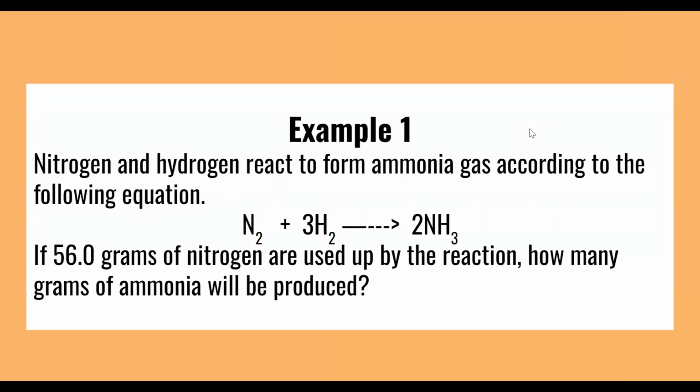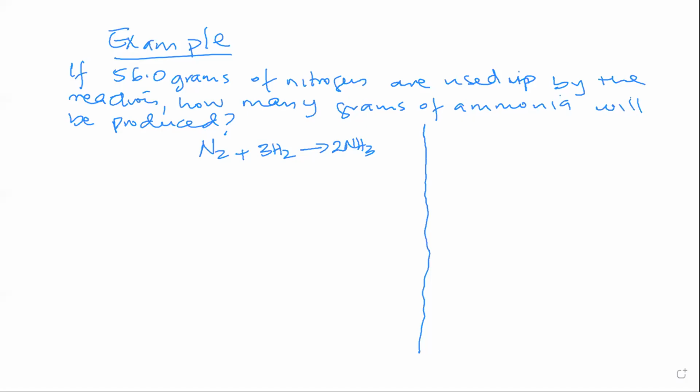Nitrogen and hydrogen react to form ammonia gas according to the following equation. Then this is the balanced equation. If 56.0 grams of nitrogen are used up by the reaction, how many grams of ammonia will be produced? Okay, let's look at this example. We are going from grams of nitrogen to grams of ammonia, using this balanced equation.